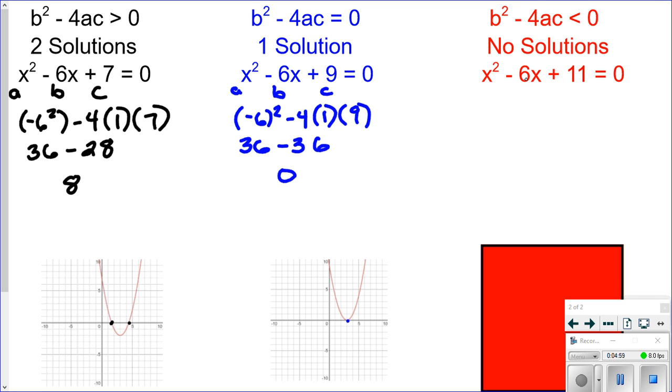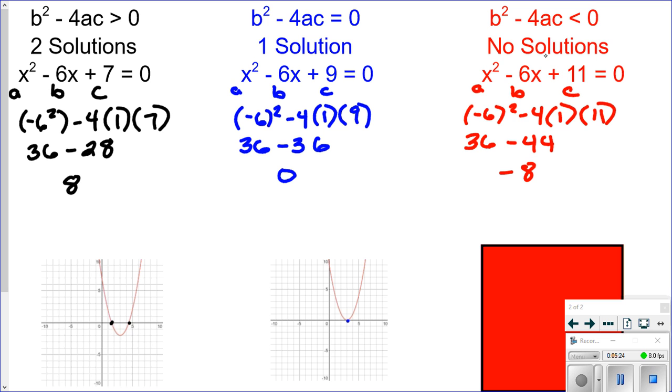All right, here's one last one. Here's my a value and my b value. Those didn't change. I just changed the c value to 11. So I have b squared, again, -6 squared, minus 4 times a, which is 1, times c, which is 11. So I have 36 minus 44, which is -8. And again, if the discriminant is less than 0, meaning it's a negative number, then that means there's no solutions.